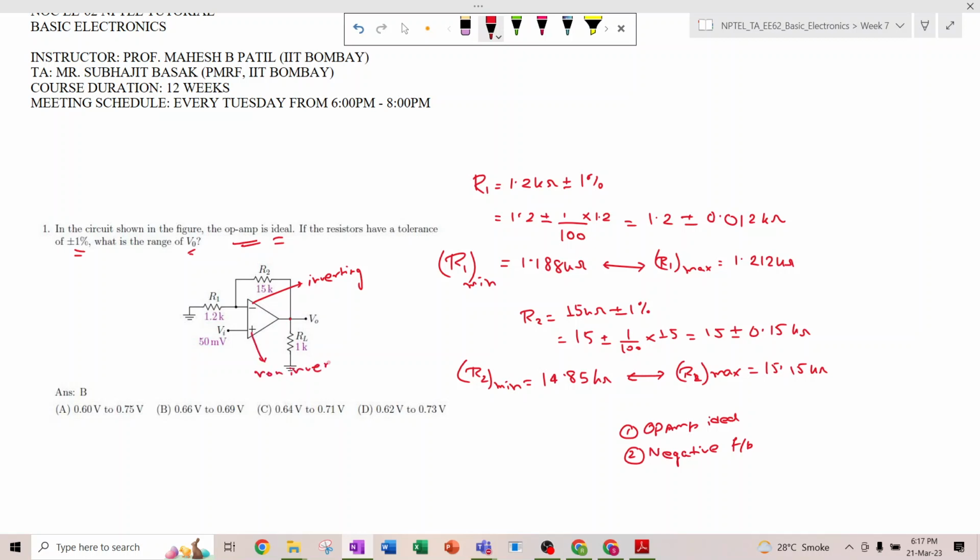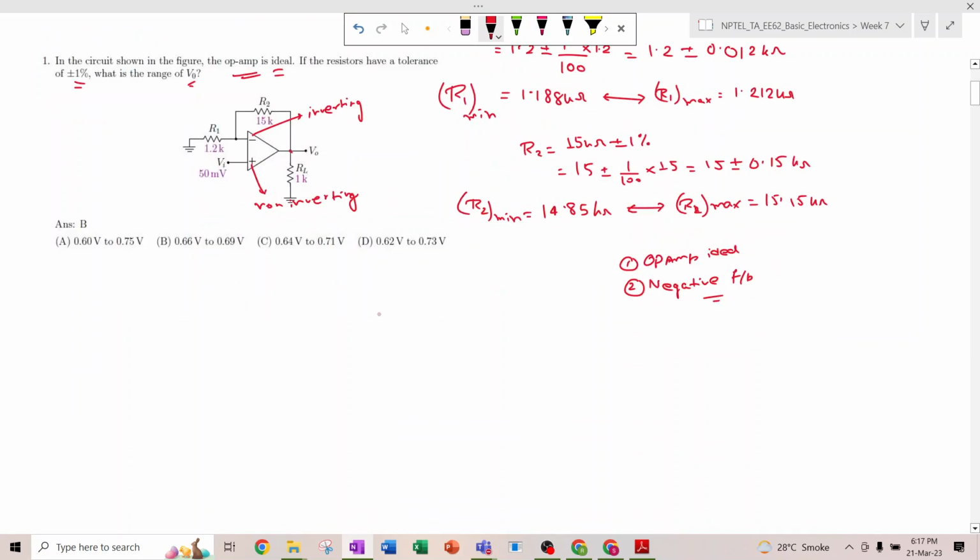So there is a feedback path from the output to the inverting terminal. That means it is a negative feedback, right? And the voltage is applied at the non-inverting terminal. That means it acts as a non-inverting op amp. The gain for the non-inverting op amp is VO divided by VI, which is 1 plus R2 divided by R1.